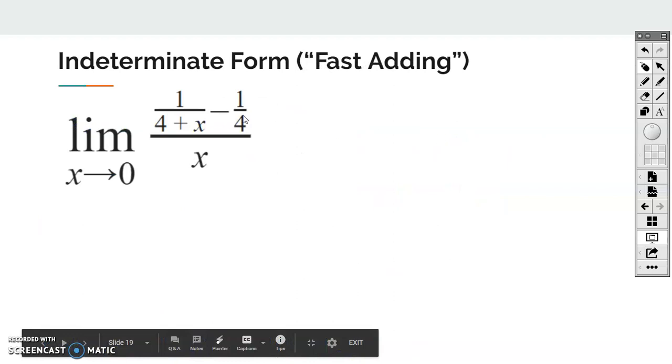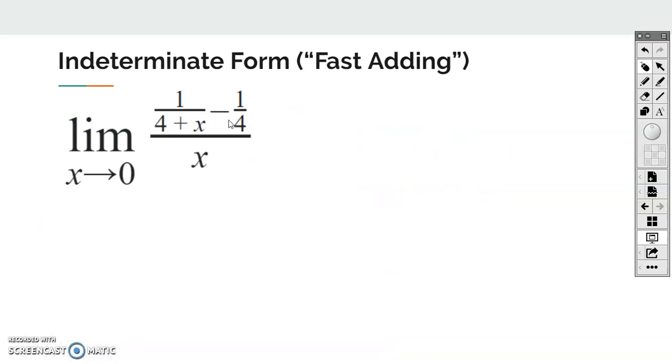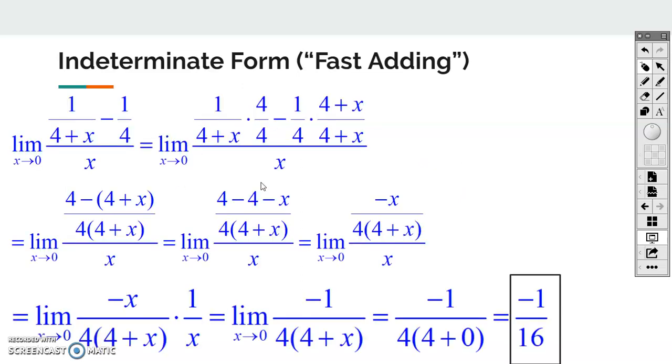The last thing was just adding together fractions that don't have the same denominator. You can use fast adding, or you can just add together with the lowest common denominator. Fast adding just means you don't get the lowest common denominator. You do 4 times 1, you do 4 plus x times 1, and then you just use both of those as your denominator. I've got it worked out here.